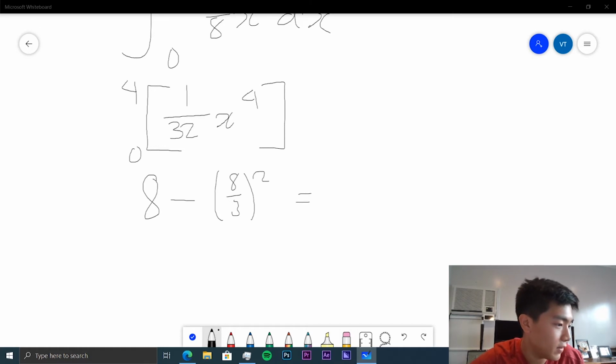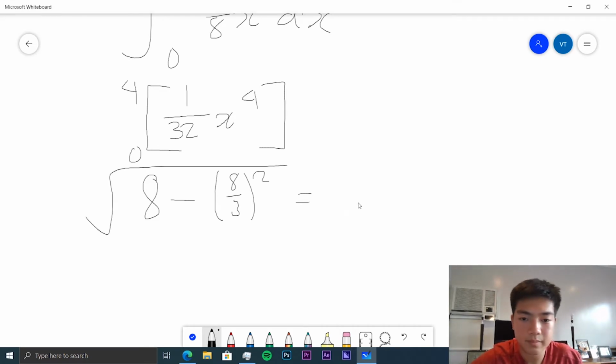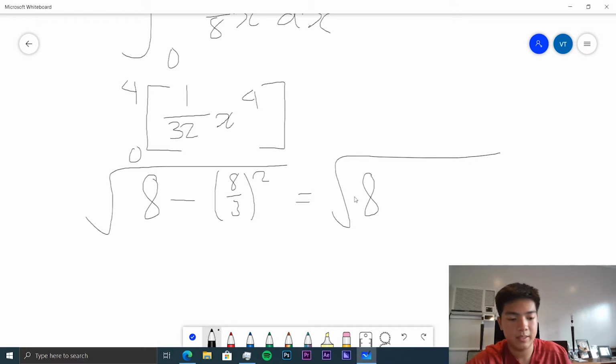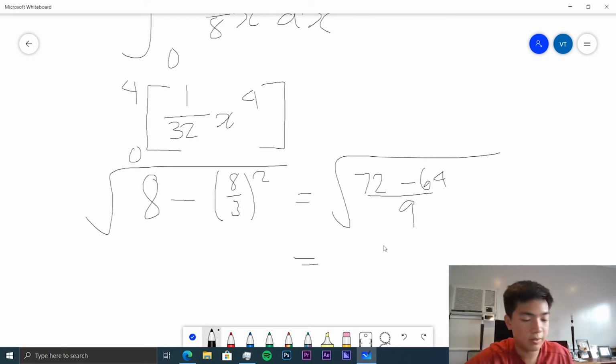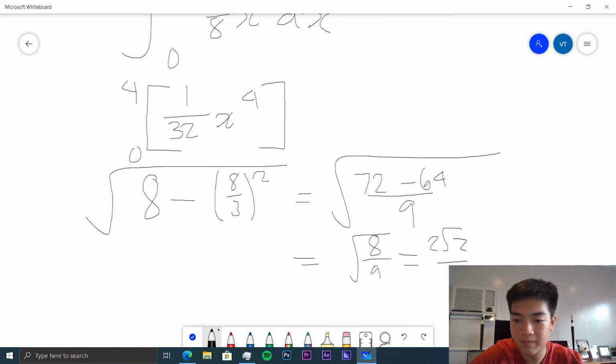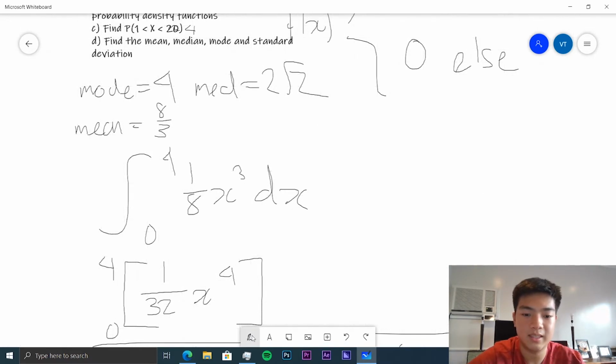Do we need to find standard deviation or variance? We need to find standard deviation. So this is the square root of all of that. So the square root of 8, the square root of 72 minus 64 over 9. This is just 8 over 9. So this is equal to 2 square root 2 over 3. Nice.